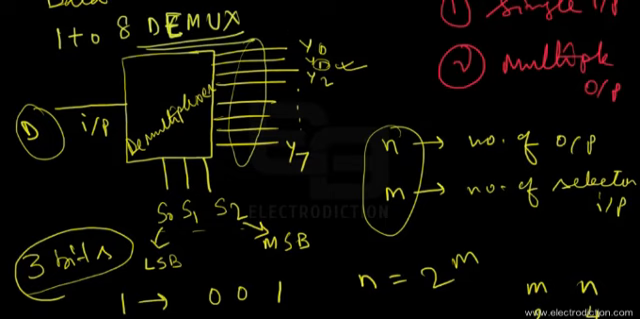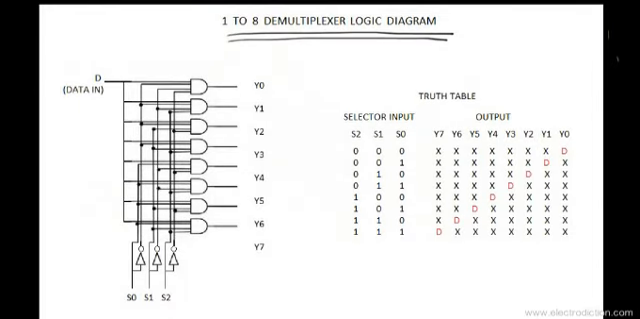So with that detail, I again come back to our logic diagram of the demultiplexer circuit. Here, if you take a closer look, I would rather use black in this case.